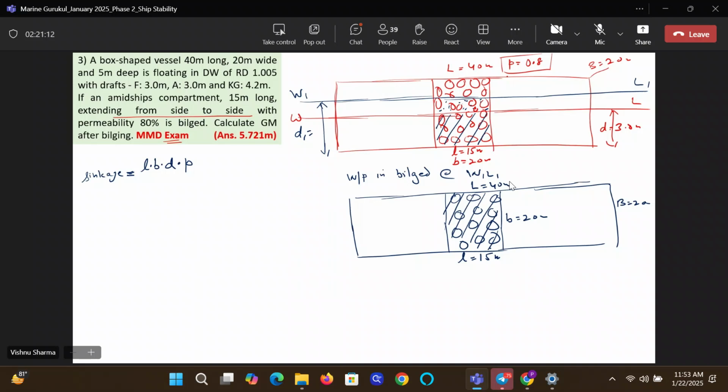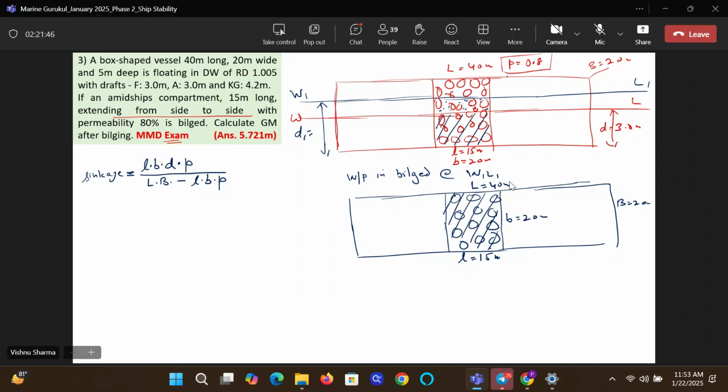Correct. Divided by the intact water plane coming from the lower diagram. Whole water plane is L into B. Lost water plane, if there was no cargo, the full small l into small b would have been lost. But from this area, 20% is occupied by the cargo, and cargo belongs to the ship.